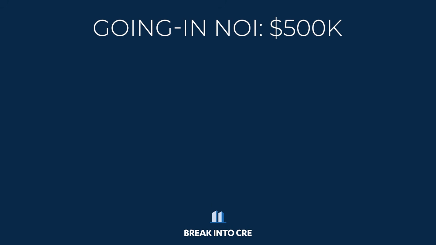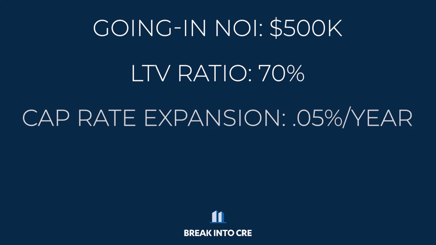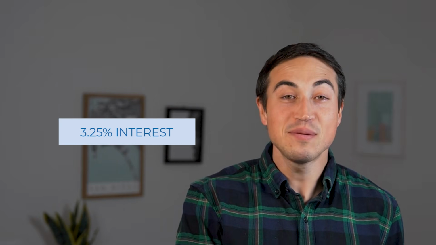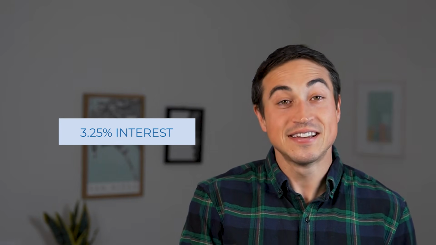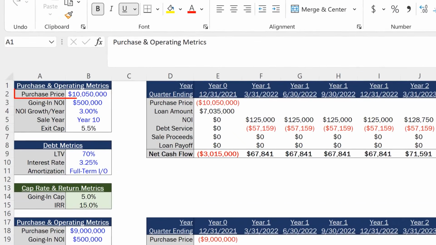And for an example of this, let's take a look at a deal with a going-in NOI of $500,000 per year, financed at a 70% LTV ratio with assumed cap rate expansion of 5 basis points per year, and investors looking for a 15% IRR over a 10-year hold period. And assuming the loan is full-term interest only at a 3.25% interest rate, to generate that target 15% IRR, the property could be purchased for a little over $10 million or a 5.0% cap rate.